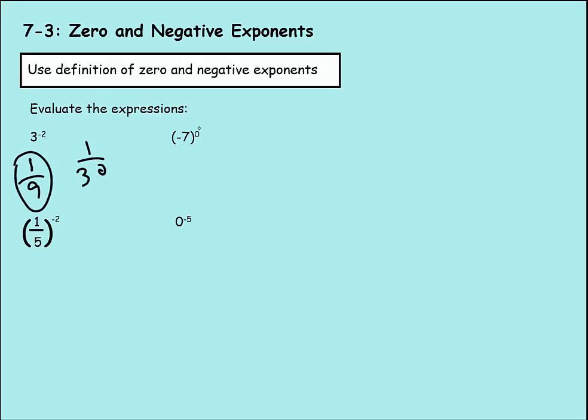We have negative 7 to the 0 power. Remember, anything to the 0 power is like dividing something by itself. So we have negative 7 divided by negative 7. That's going to be positive 1. Anything to the 0 power is positive 1, including negative numbers.